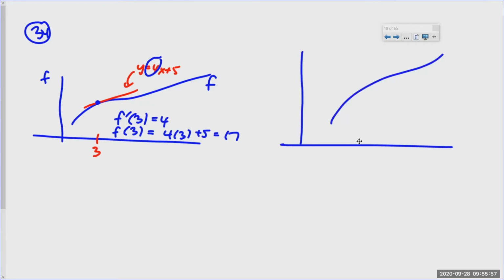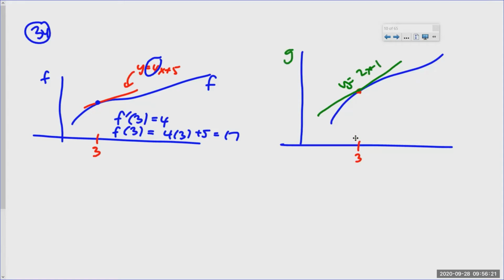So if I draw g, at x equals 3, right here, x equals 3, if I drew a tangent line right there, the equation of the tangent line is y equals 2x minus 1. So this is my g graph.